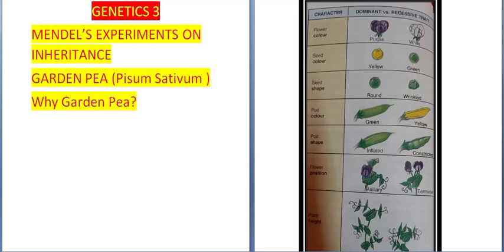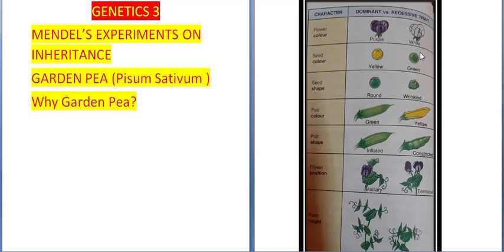Now in pea plant, there are 7 pairs of contrasting features as shown by this figure. Now let us see what are the 7 pairs. Flower color: purple color is dominant, white color is recessive. Seed color: yellow color is dominant, green color seeds are recessive. Seed shape: round shape is dominant, wrinkled shape is recessive.